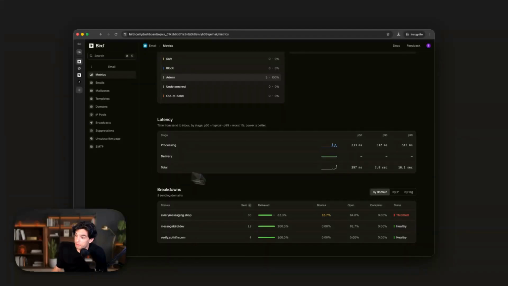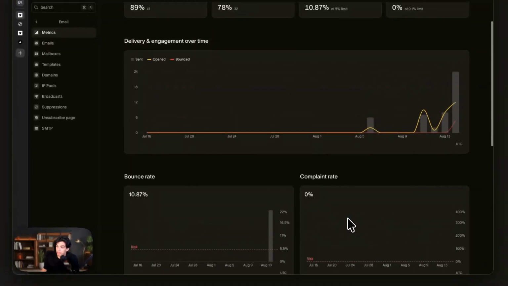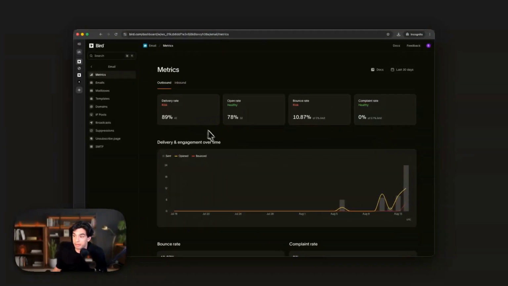So in my case specifically, we can see that the bounce rate is quite high, and we've got the delivery rate. Those actually go hand in hand. So I would slowly but surely start sending to, well, I've mostly been sending to myself. I'll continue sending to myself to increase these rates, and then eventually my rates will go back to healthy.